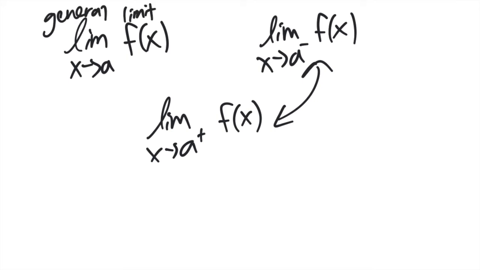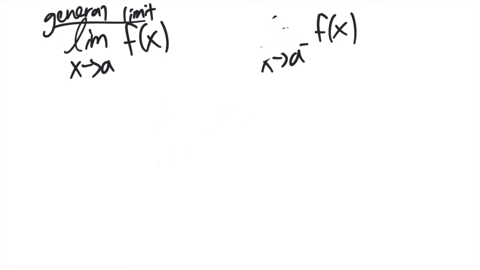Okay, and so the question is, how do we know whether that general limit exists? Let me go back and look at the previous example where we had this situation where the left-hand limit and the right-hand limit gave us something different.